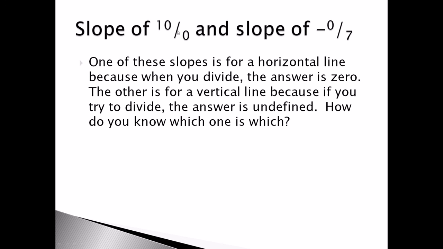So we have a slope of 10 over 0 and a slope of negative 0 over 7. By the way, it doesn't matter where the negative goes, if it's in the numerator or the denominator, because a negative divided by a positive is a negative. One of these slopes is for a horizontal line, because when you divide, the answer is 0. Oh, one of these is horizontal. I wonder which one. The other is for a vertical line, because if you try to divide, the answer is undefined. How do you know which one it is?